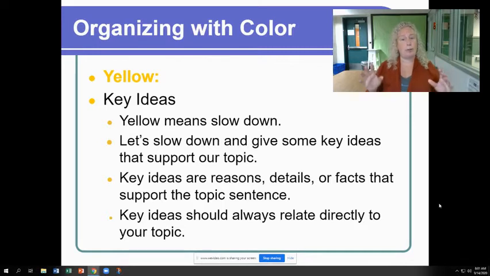So maybe my yellow, slow down, give me some reasons or details or facts that support cats making good pets. So here I might go, okay, some reasons that cats make good pets. Well, they keep rodents away. They keep rodents out of your house, right? And another reason cats make good pets is because you can leave them for periods of time unattended. So they take care of themselves. I can leave out food and water and a kitty litter box, and I can go away for a weekend. I can't do that to my dogs, right?